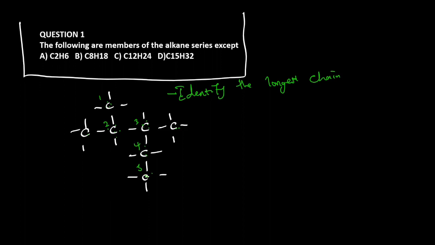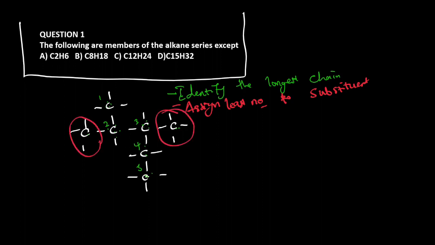That brings us to the second rule. You must assign the least number to the substituent. What does substituent mean? Substituent means all those attachments to the parent hydrocarbon. It's simple. All those attachments are the substituent. Now let's identify the substituent. For here, this can be the substituent. For here, it can be substituent. Let's know if we actually assign the least number to them.